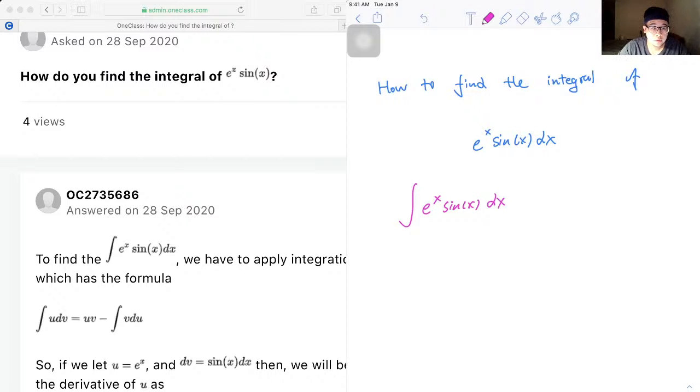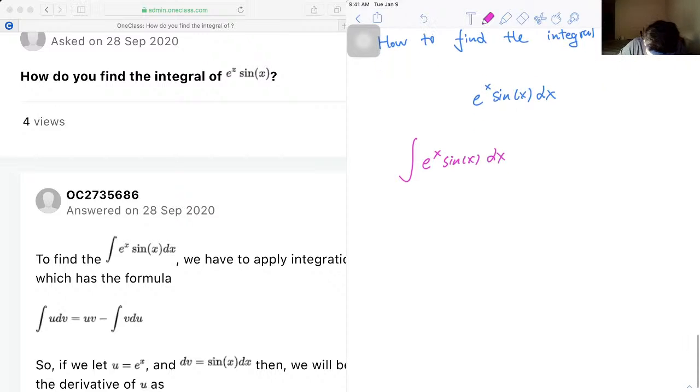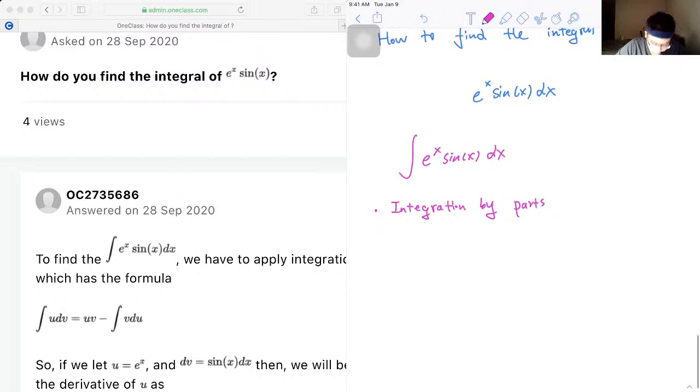Okay, so recall that if we have two functions multiplied together, we always need to think of integration by parts, which follows the formula: integral u dv is equal to uv minus integral v du.